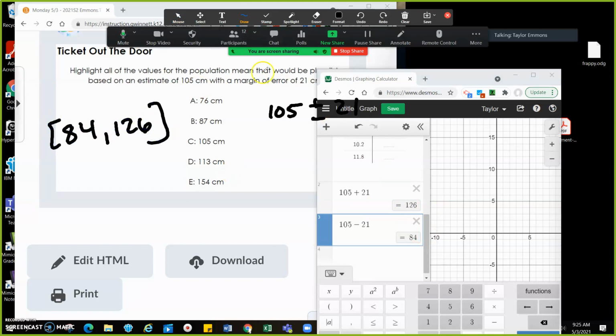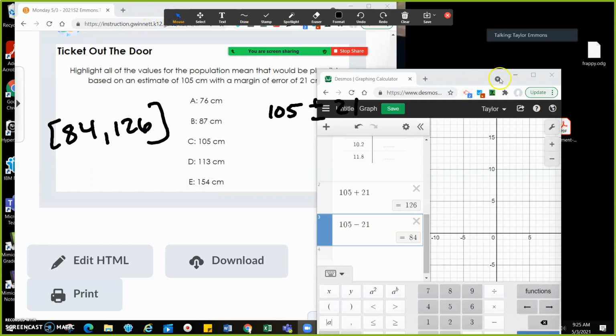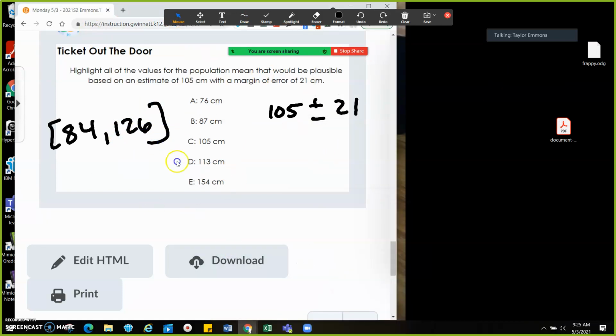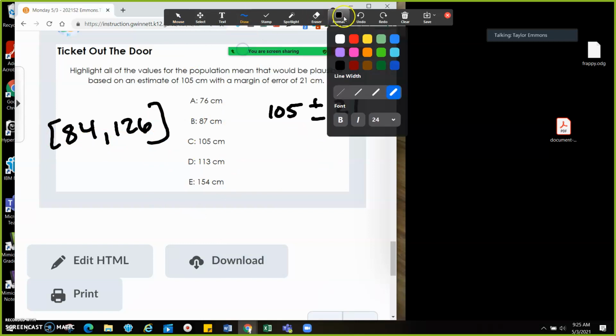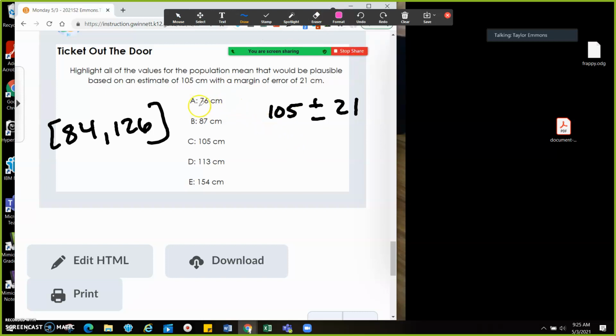So now I'm going to ask myself, are these numbers within that interval? For instance, 76 is not. 87 is. 105 is. 113 is. But 154 is not.